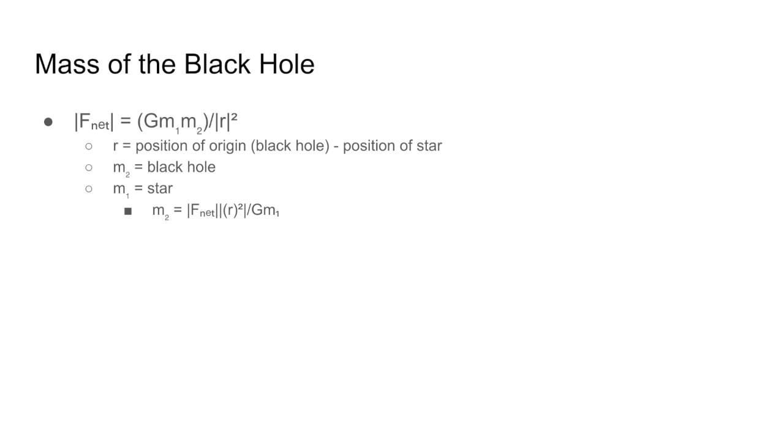With all of these elements, we can now find the mass of the black hole through a variation of the gravitational force formula, where the mass of the black hole equals net force times the radius squared over the gravitational constant times the mass of the star.